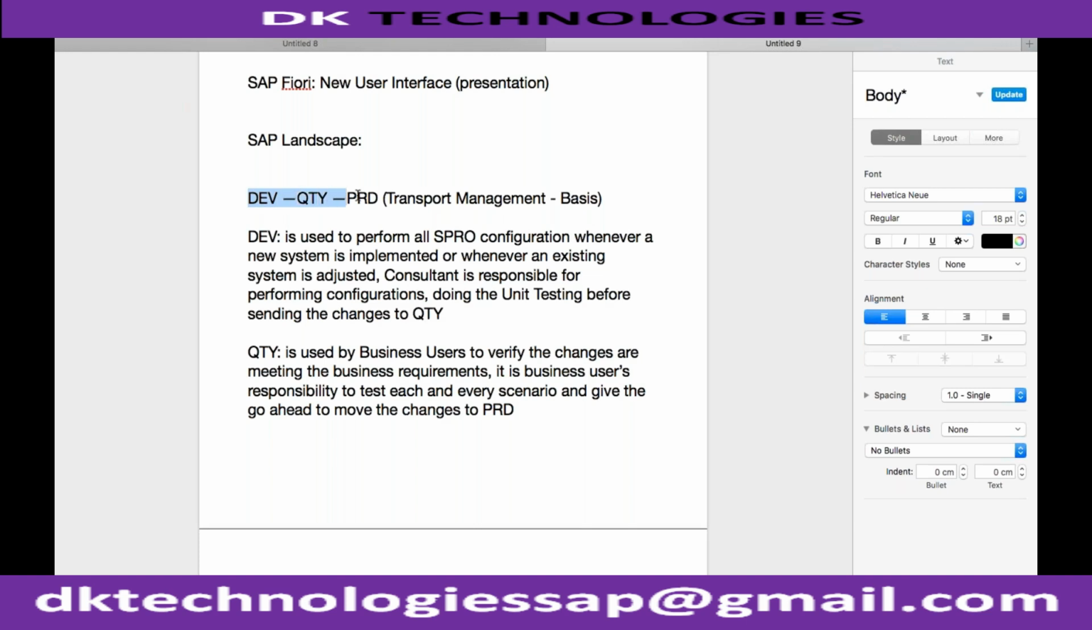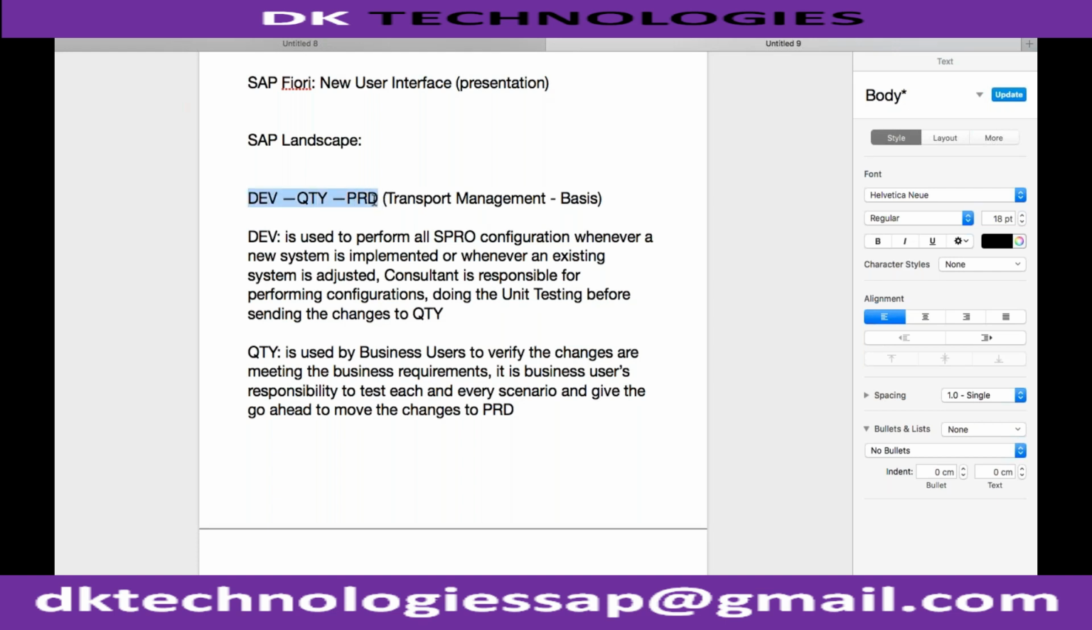Okay, clear? What is the difference between development, quality, and production system? Any questions? Okay, if not, let me also introduce.